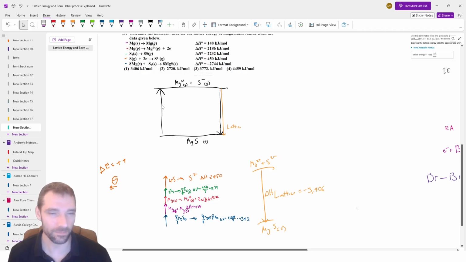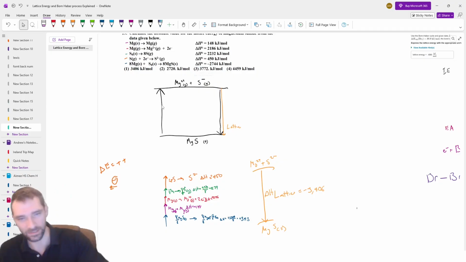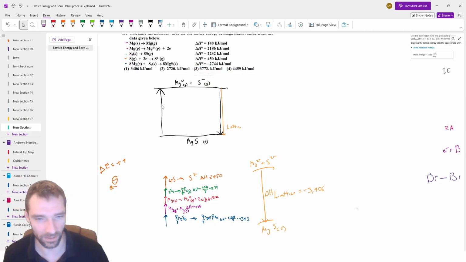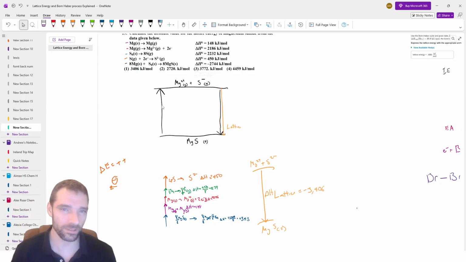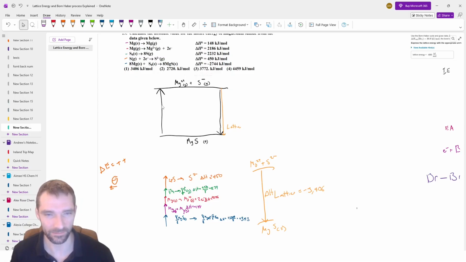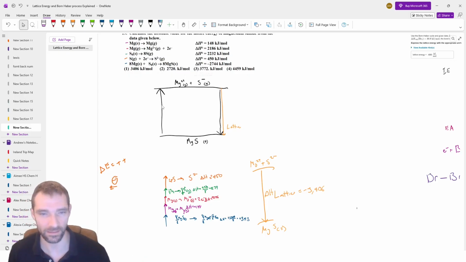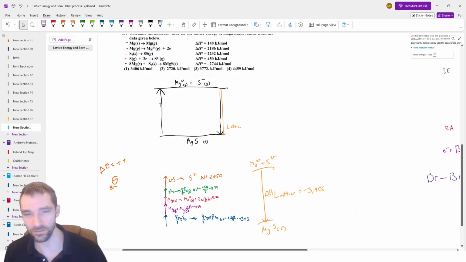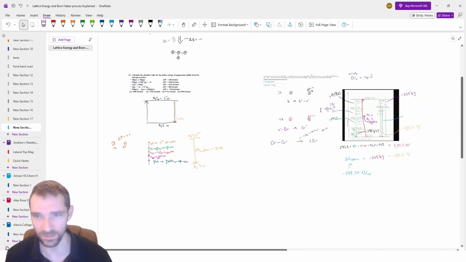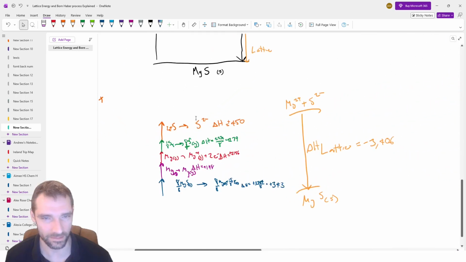So that's the big picture on Born-Haber cycles. Trying to relate all these things to each other, you have to keep it per mole appropriately. And generally speaking, the electron affinity will bring us down a little bit, and ionization will go up a little bit, but it's not always that simple, as we saw in this problem here.